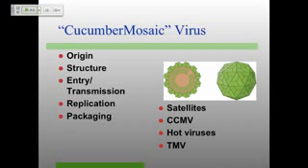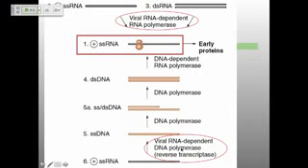Talk a little bit more about CCMV and some of the applications here of that conformational change, some hot viruses, because hot viruses are cool, and tobacco mosaic virus. So this is a reminder. We're talking about positive strand, single-stranded RNA viruses, which of course can also serve as messenger RNAs. So all you need to do is get that RNA inside the cell.